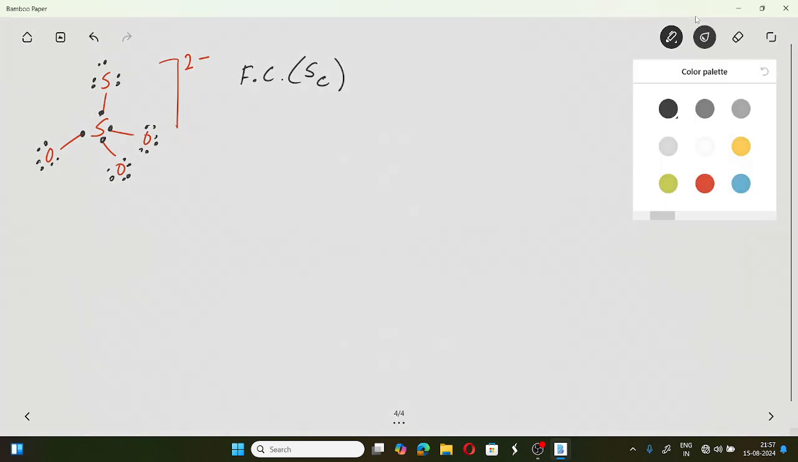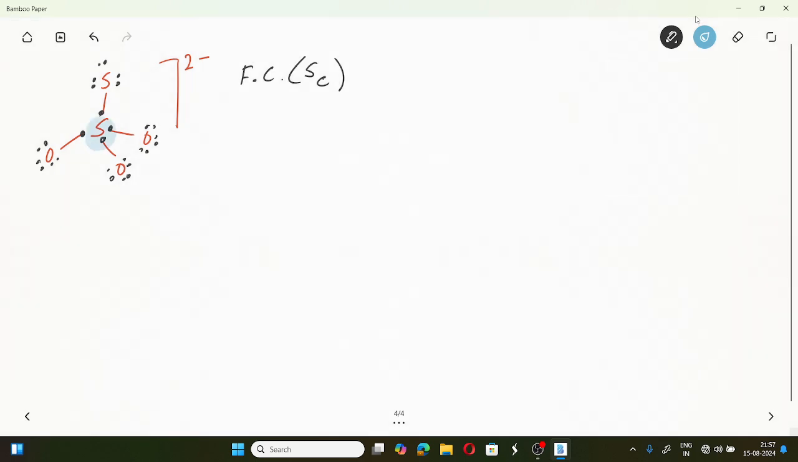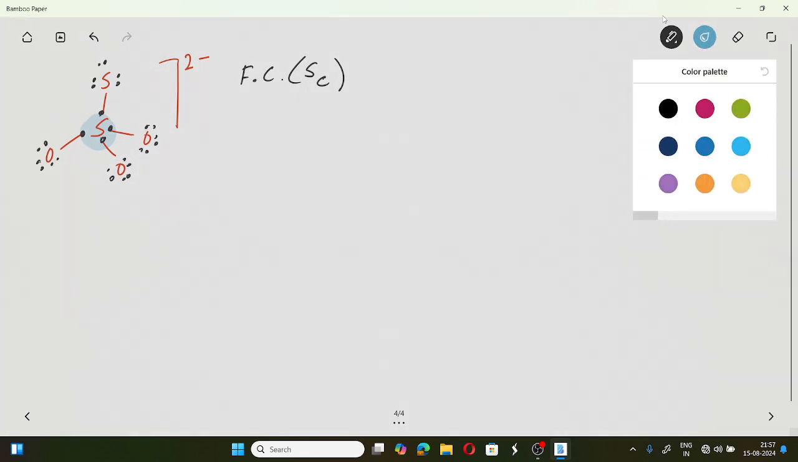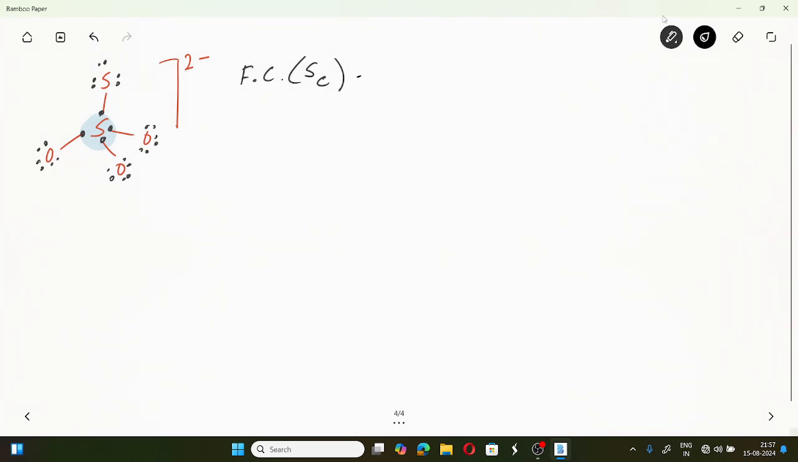So if you want to calculate the formal charge over this central sulfur first, for central sulfur, the number of valence electrons should be 6 minus 0 for the number of lone pairs of electrons, and then how many bonds are formed? 4 bonds, so there will be 8 electrons, so the charge should be +2.